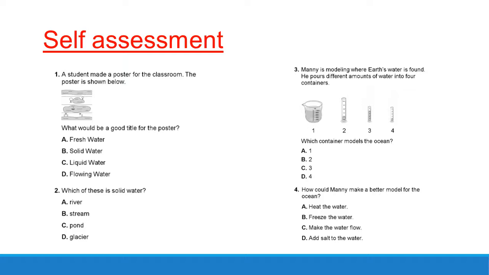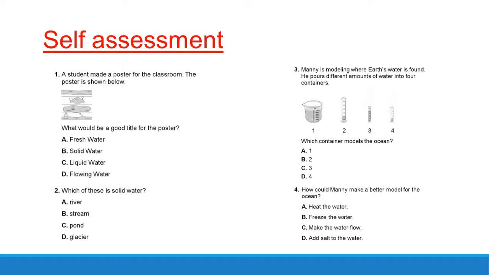Number 2, which of these is solid water? Do you remember what solid water was? Yes, solid water is when the water looks like ice. River, streams, ponds, and glacier. Perfect. The answer is glacier. Let's move to the third one.